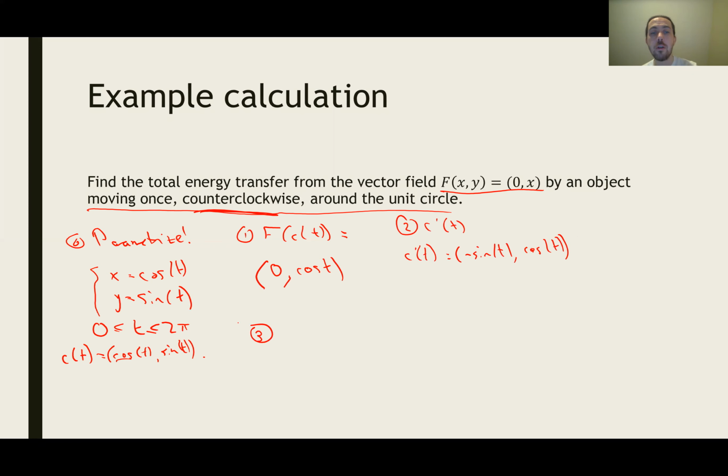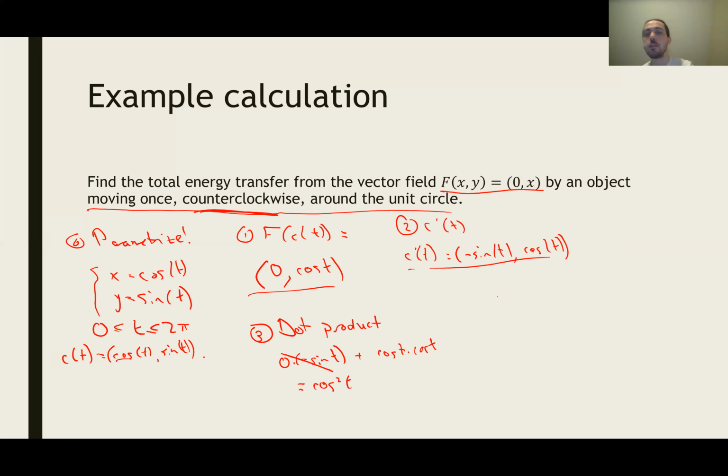Then we have to take the dot product of those two. Here we're taking the dot product of the vector 0 comma cos t with this formula for the velocity vector, minus sine t comma cos t. That dot product is 0 times minus sine t plus cos t times cos t. And that just, the first part goes away and we're just left with cos squared t.